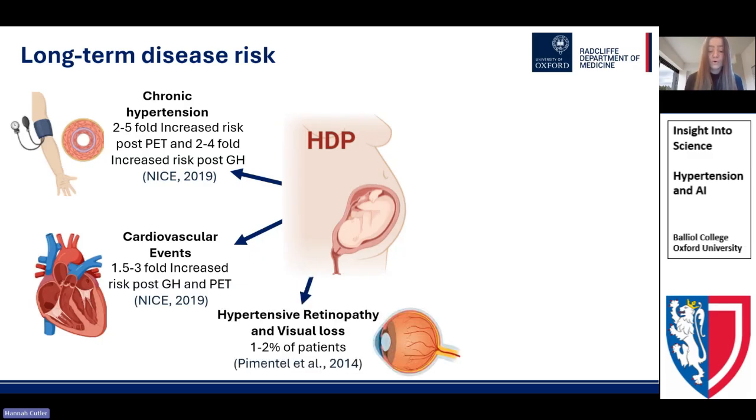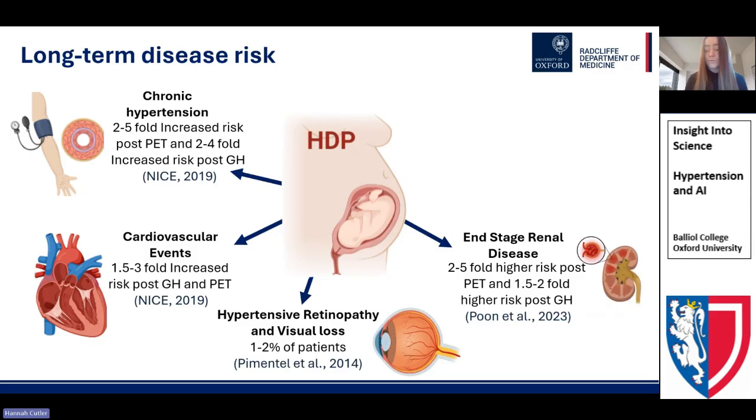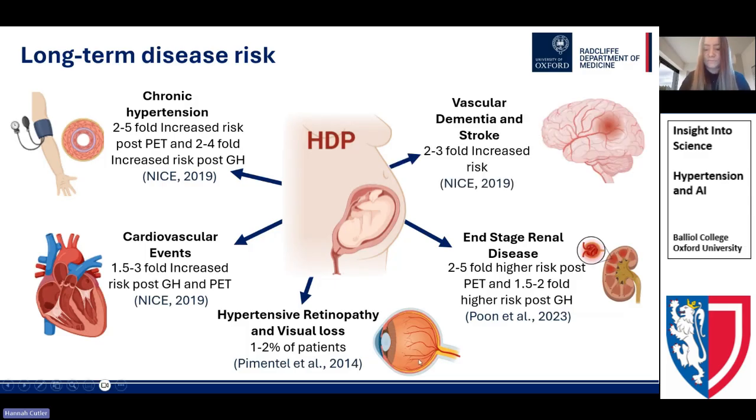One study has shown that 1 to 2% of patients can develop hypertensive retinopathies. So this can include narrowing of the arteries and the veins, and even visual loss. There is a 2 to 5-fold higher risk of developing end-stage renal disease compared to normotensive counterparts, and 1.5 to 2-fold for women with gestational hypertension. And finally, the studies have shown that women have a 2 to 3-fold increased risk of developing vascular dementia and stroke after a hypertensive pregnancy compared to women who have a normal pregnancy.